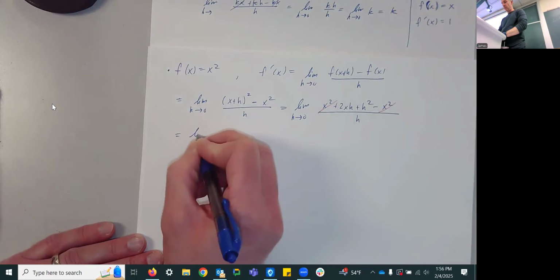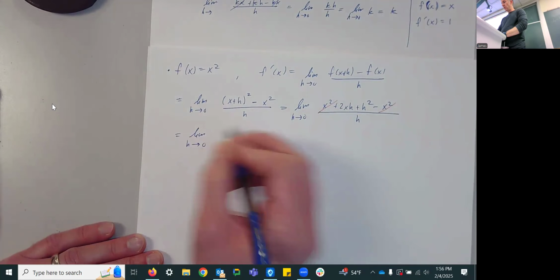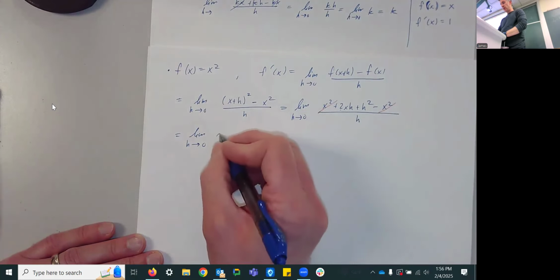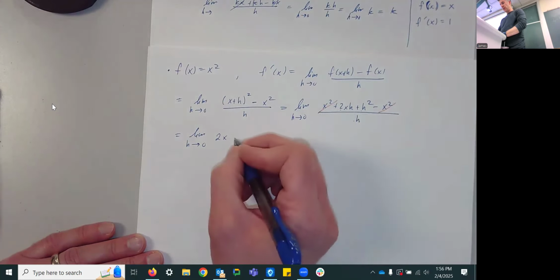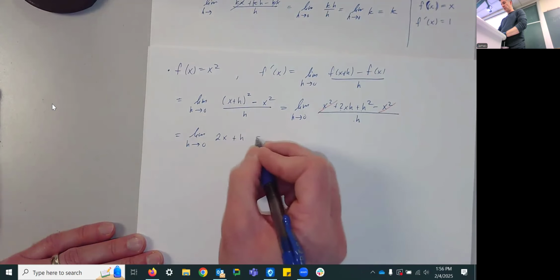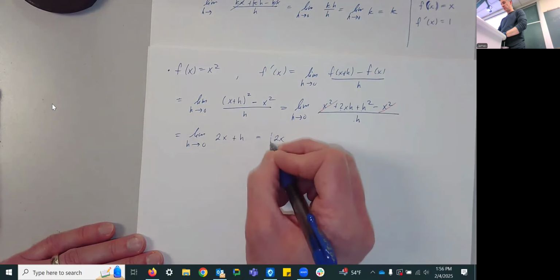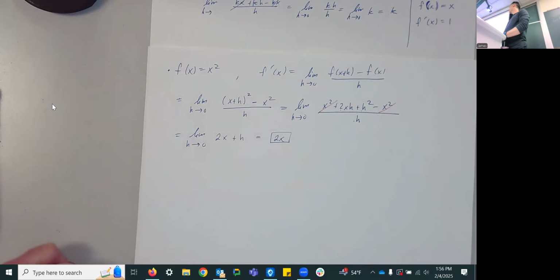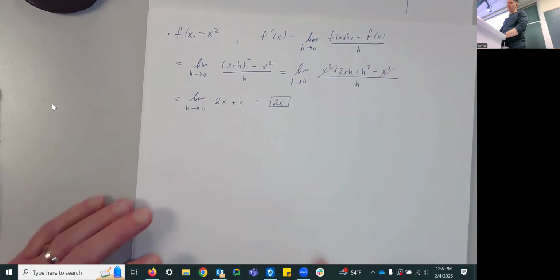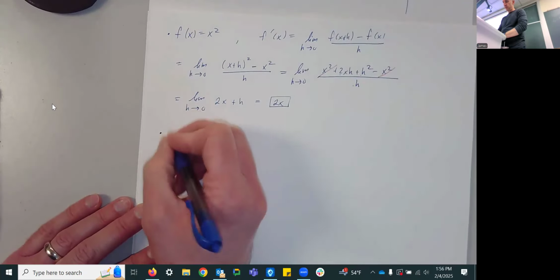So I'm left with the limit as h approaches 0. 2xh divided by h is 2x. H squared divided by h is h. And then h goes to 0, so you get 2x plus 0, which is just 2x. Okay, let's do one more, but we're going to make a cool observation.